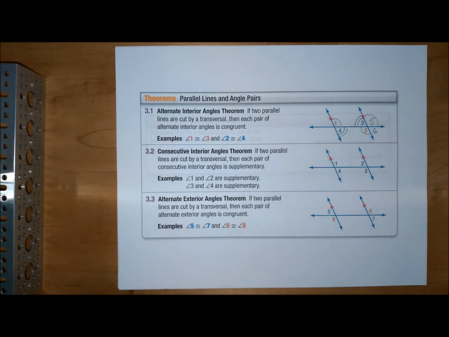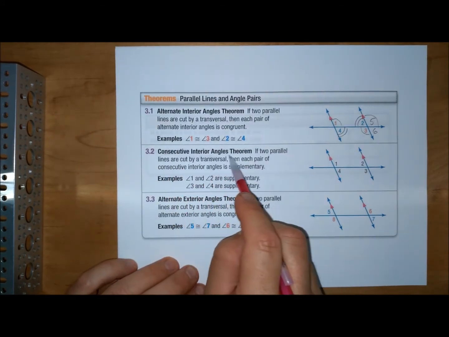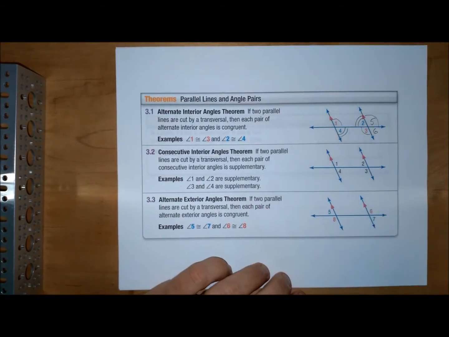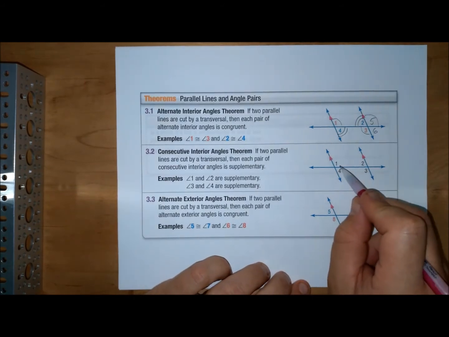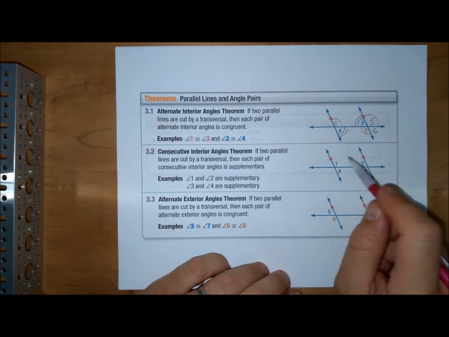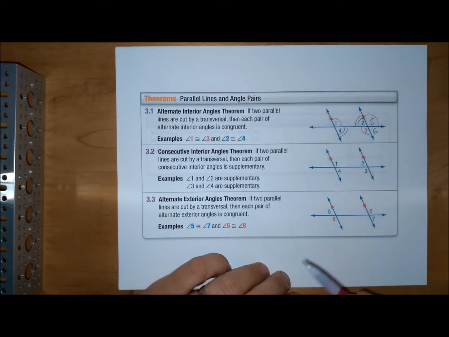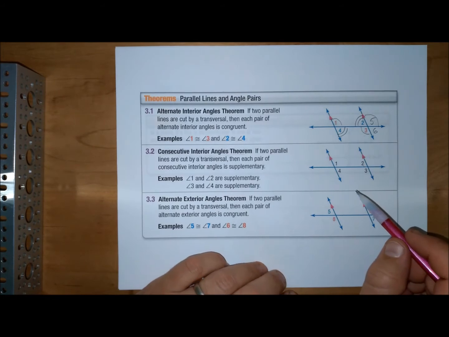Now, what about the other interior angles? The other type of interior angles we talked about were consecutive interior angles. What do you think is going to be true about the consecutive interior angles when the lines are parallel? Okay, angle 1 and angle 2 are consecutive interior angles. They are on the same side of the transversal. They're both on the interior. They are one after the other, consecutive. Likewise, 3 and 4 are consecutive interior angles.